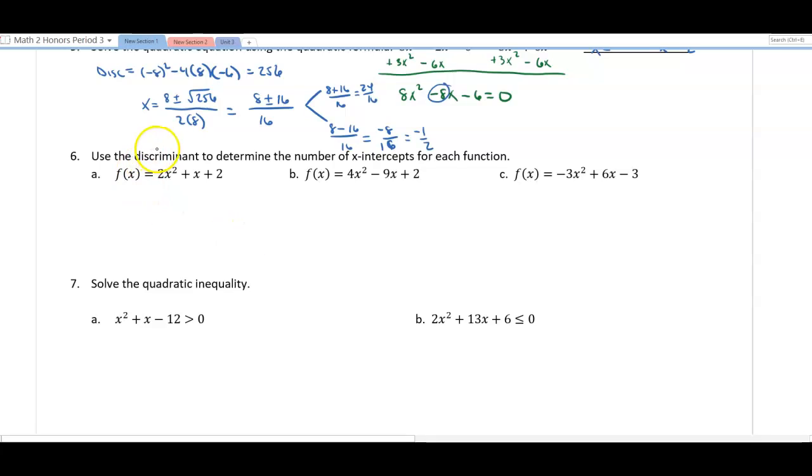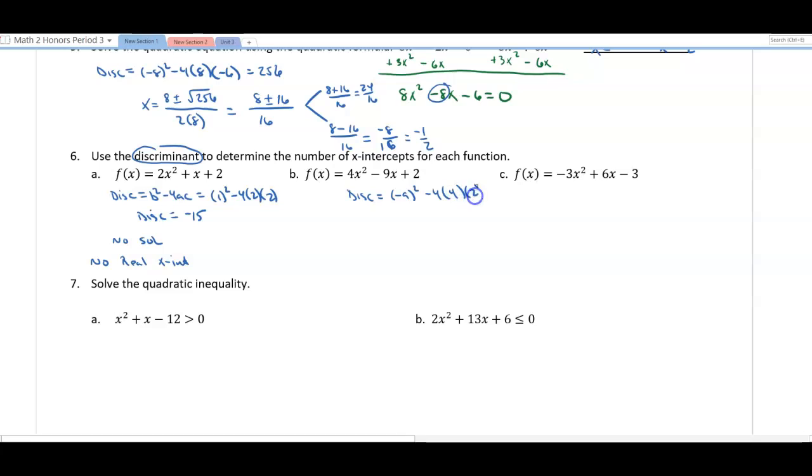Now remember, the discriminant can tell us the number of x-intercepts, the number of solutions, and basically the nature of the x-intercepts. So when I evaluate the discriminant for this first one, you remember discriminant is b squared minus 4ac. So 1 squared minus 4 times 2 times 2, this discriminant will have a value of negative 15. And right away, that's going to tell you there's no solution. And if there's no solution, that means there's no real x-intercept.